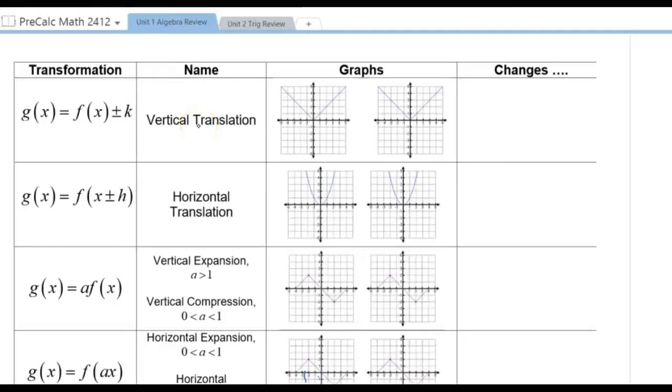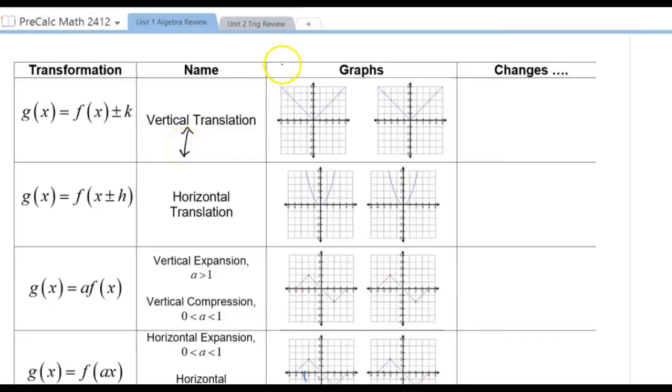This video is about transformations and graphing equations that have been transformed. So the first thing we need to know is our parent functions, and then we're going to transform those. The very first one I want to talk about is vertical translation. And what that does is it's going to move our graph either up or down.